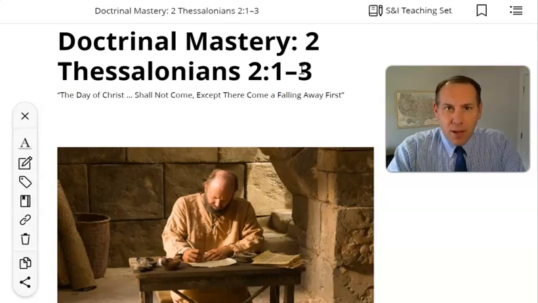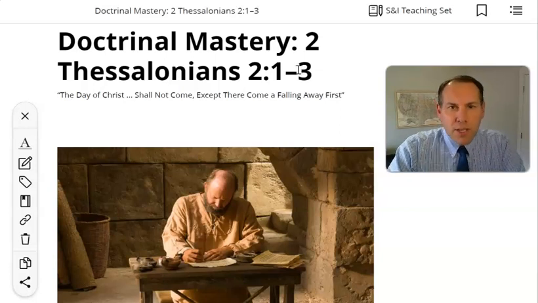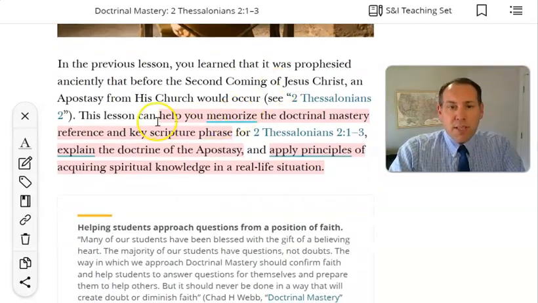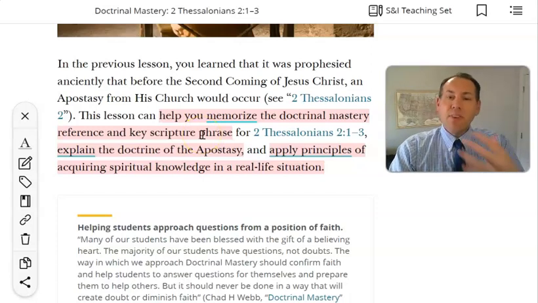I've found it's helpful with all the Doctrinal Mastery lessons to make some decisions before class about what you're going to do and how you'll budget your time. For example, you'll notice that there's three things that we're going to do in this lesson. The first thing is we're going to do a little memorizing of the Doctrinal Mastery reference and key scripture phrase. I would say 5 minutes is probably sufficient there.